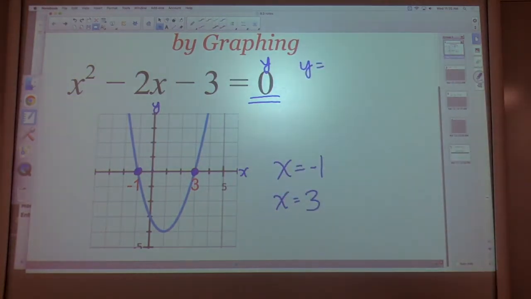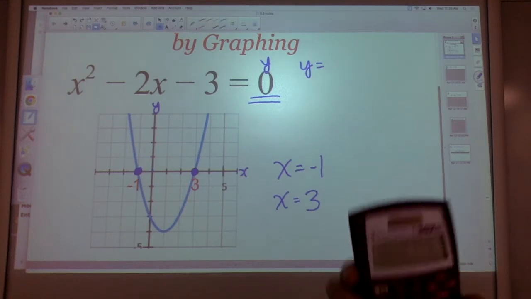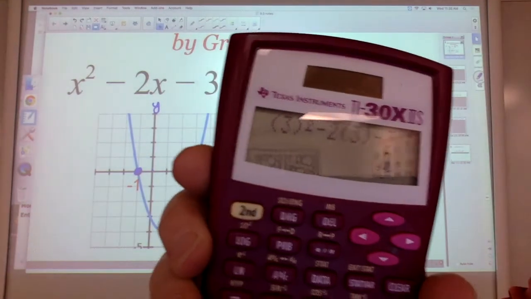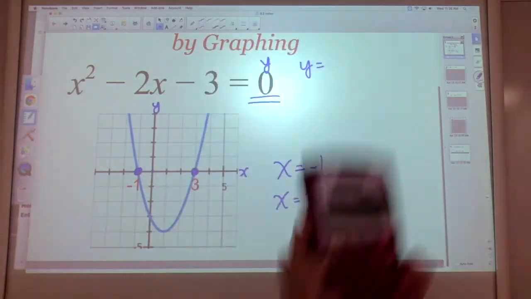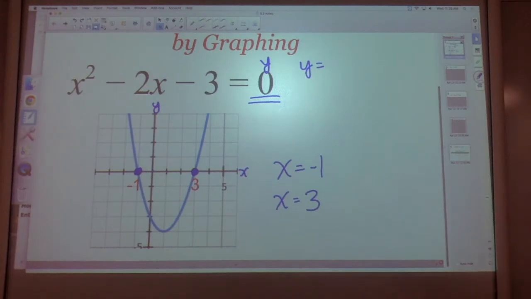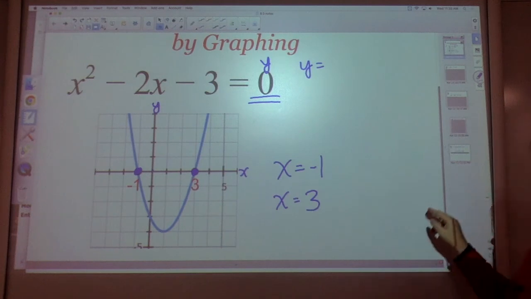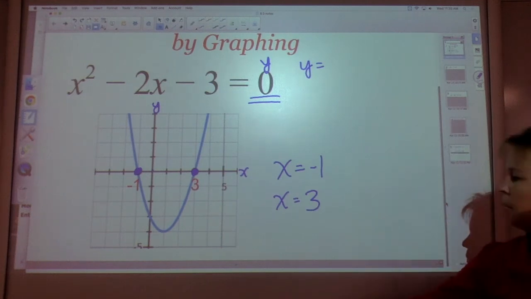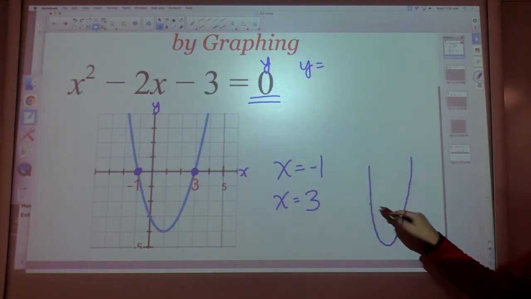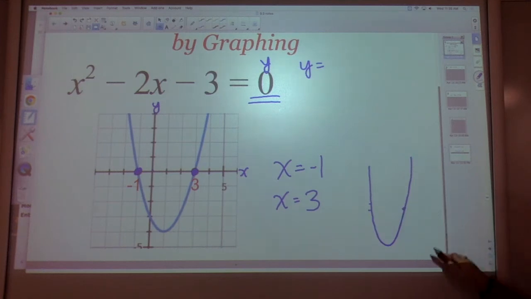Do the same thing with the number 3. Type in a 3 squared minus 2 times 3 minus 3. Hit equals. There it is again. You get 0. So, how do we solve that? We graph it and we find the 2 spots where it crosses the x-axis. And because it's a parabola, most of the time, it's going to hit twice on the axis.